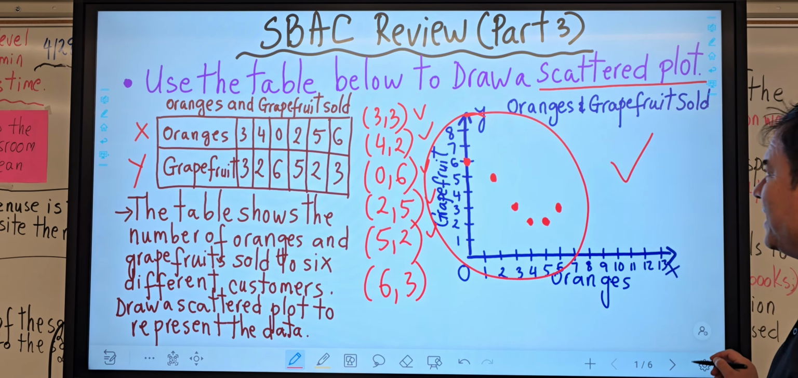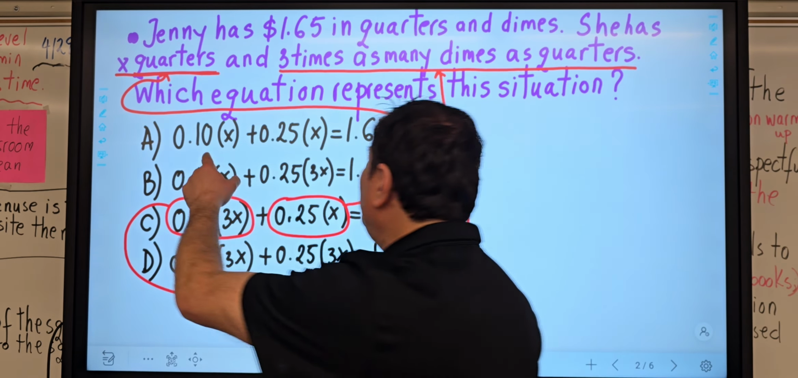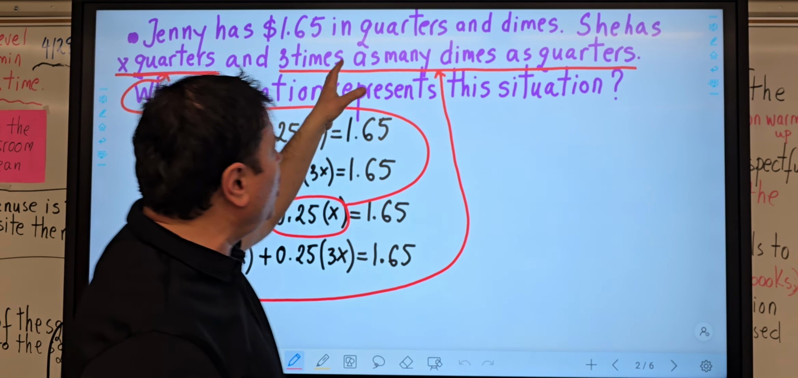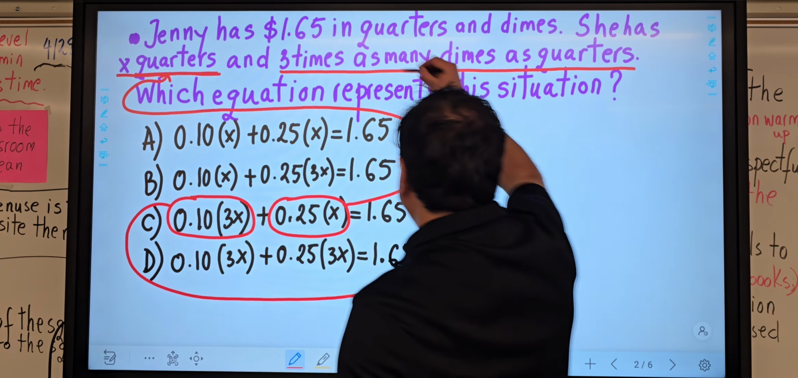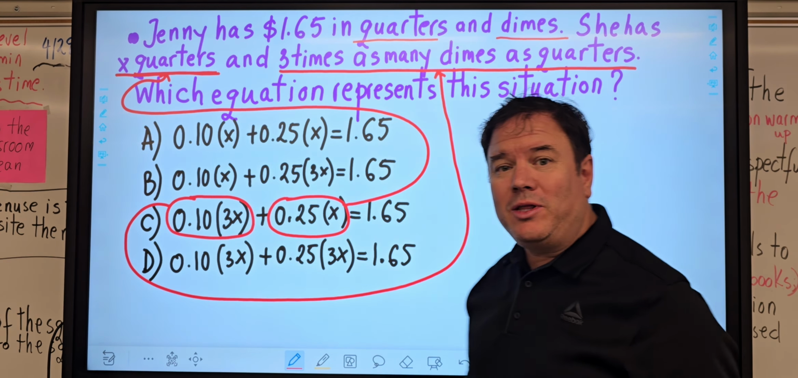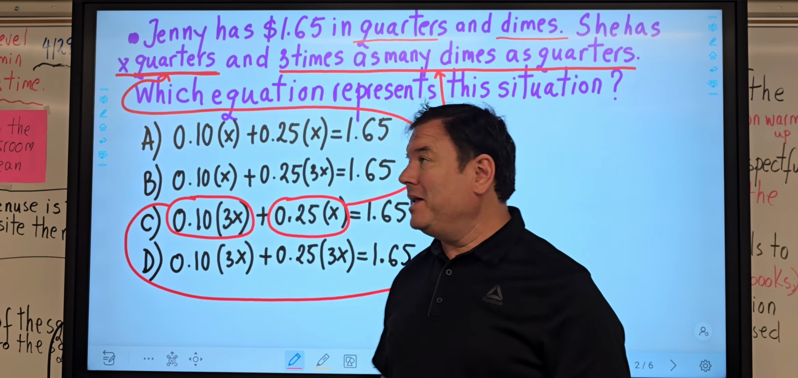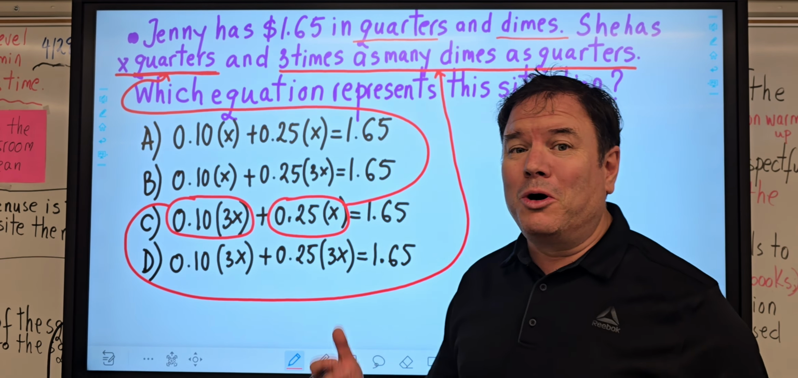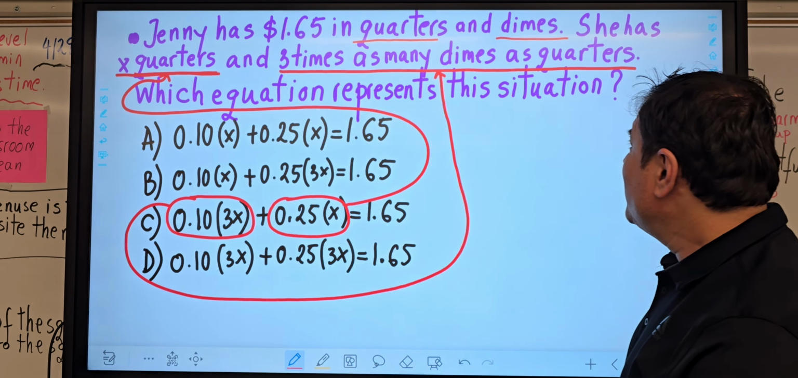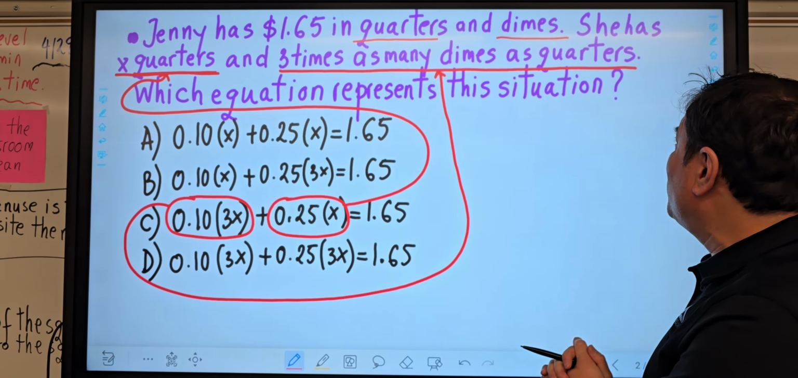Let's take a look at another problem. In this problem we have, Jenny has $1.65 in quarters and dimes. So here we have quarters and dimes. And we know that the quarter is 25 cents or 0.25. And a dime is 10 cents or 0.10. Okay? So quarters 0.25 and dimes 0.10.